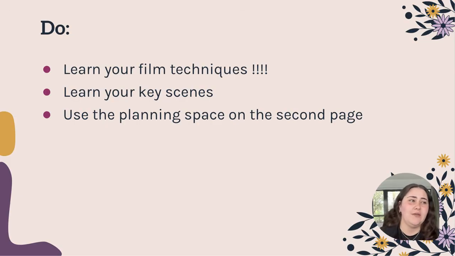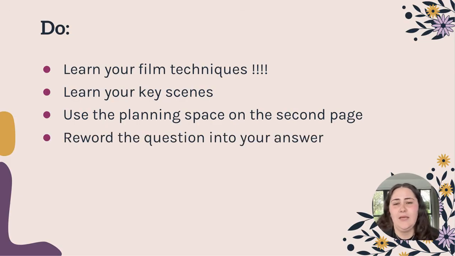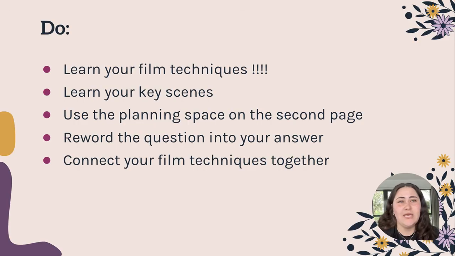If you get off track, then you can look at your planning page. Reword the question in your answer. So if the question is, how does the creator help you engage? You're going to say the creator helps me engage by. And you're always going to be referring to that because the rewording of the question has now become your topic sentence. Connect your film techniques together.